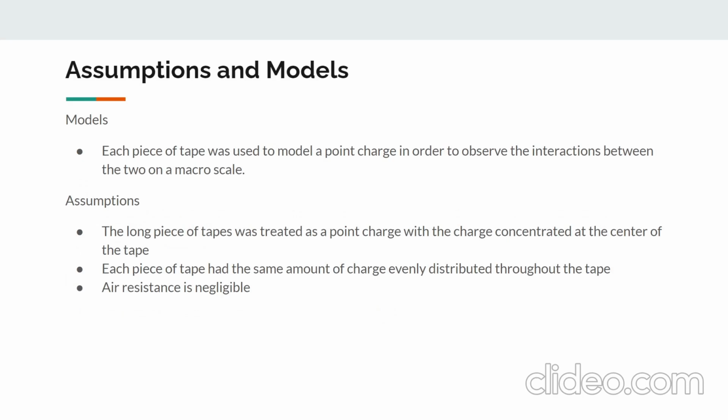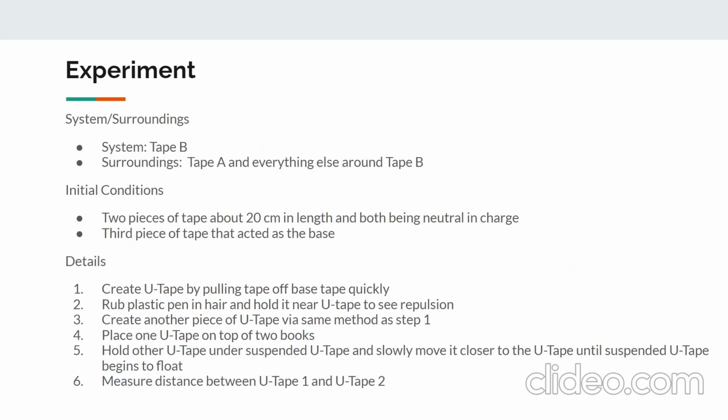For assumptions and models, each piece of tape was used to model a point charge in order to observe the interactions between the two on a macro scale, and the assumptions made to make this experiment possible were that the long piece of tape was treated as a point charge with the charge concentrated at the center of the tape. Each piece of tape had the same amount of charge evenly distributed throughout the tape, and air resistance is negligible. For my system, it was just tape B and the surroundings. It was tape A and everything else around tape B.